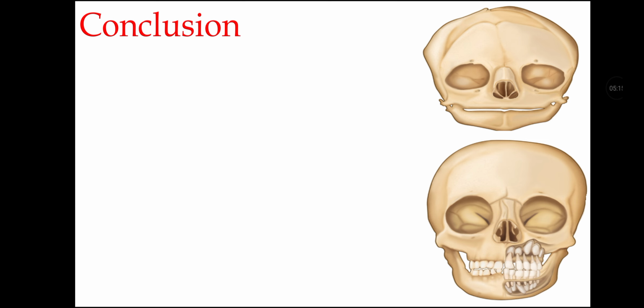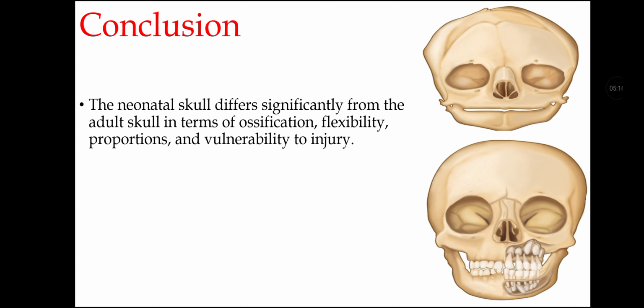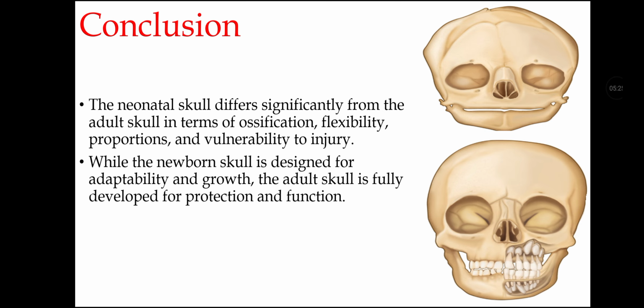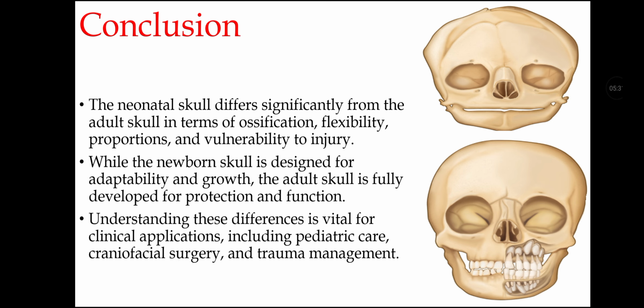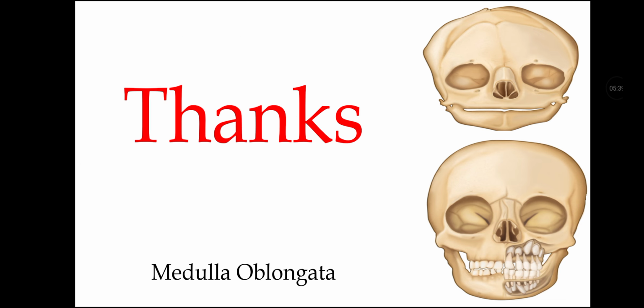Now let's talk about the conclusion of this whole lecture video. The neonatal skull differs significantly from the adult skull in terms of ossification, flexibility, proportion, and vulnerability to injury. While a newborn skull is designed for adaptability and growth, the adult skull is fully developed for protection and function. Understanding these differences is vital for clinical application including pediatric care, craniofacial surgery, and trauma management. And this was all about differences between neonatal skull and adult skull.